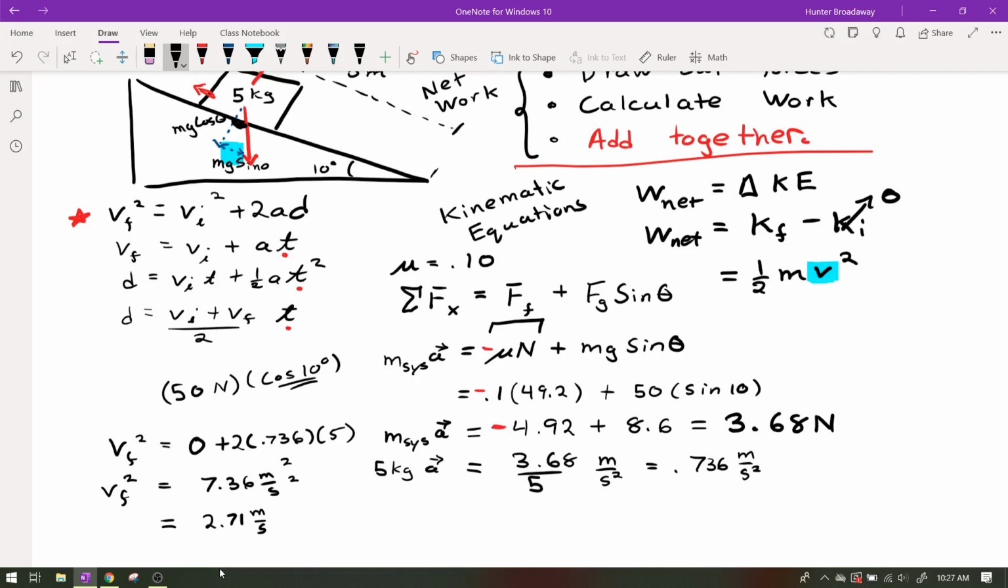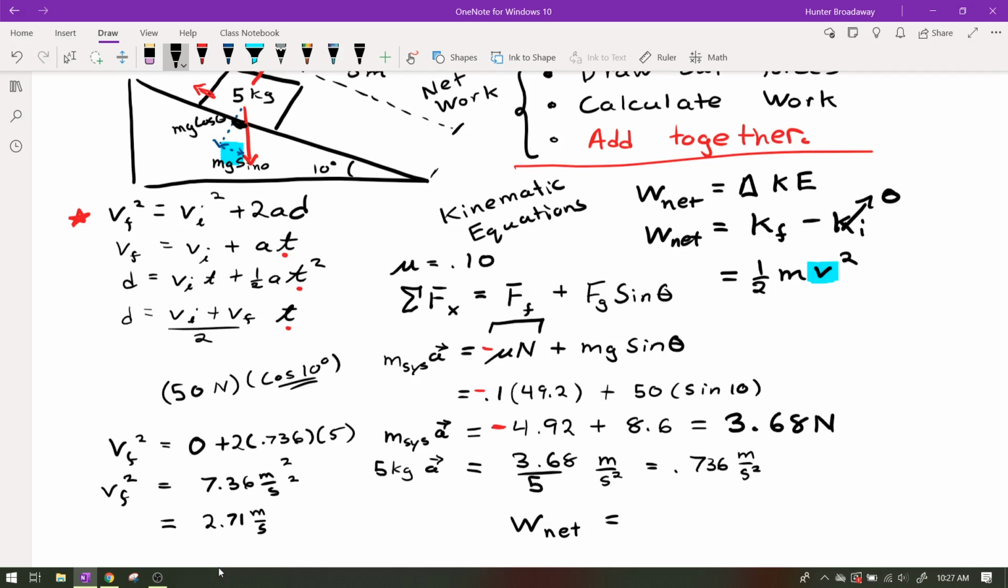This makes sense because we made right positive, so that 8.6 for gravity is a positive number. Since we got a positive meters per second, that doesn't hurt my feelings. It's a little weird, but we'll be okay. Since we've got that velocity, we can now find the work being done on the object. So the net work is going to be equal to the change in kinetic energy.